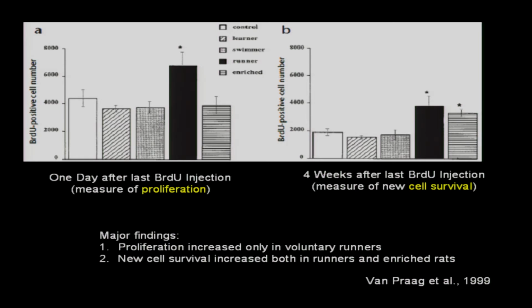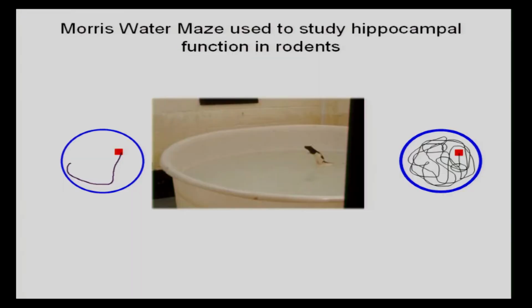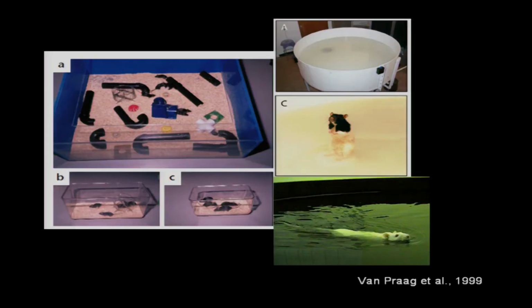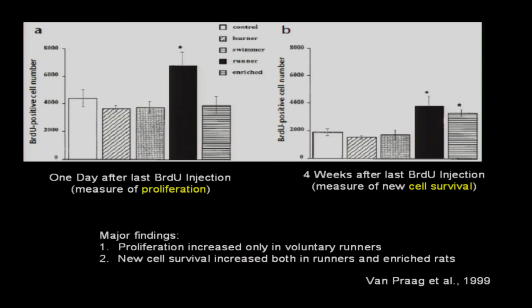So what we're looking at here is the number of BrdU positive cells. Remember, these are the cells that are newly born, new neurogenesis. These are all adult rats. But this measures proliferation, the early birth of neurons in these different conditions. We have control, we have learner, that is the water maze animals. We have swimmer. Oh, sorry, I forgot to tell you that the other control was the swimmer. He just got to swim around for exactly the same amount of time that the rats that were learning swam around, but he couldn't learn anything. He just swam. He's a swimmer. Here's a runner with the running wheel, and then here's the enriched group.